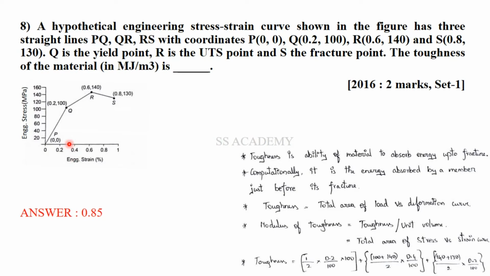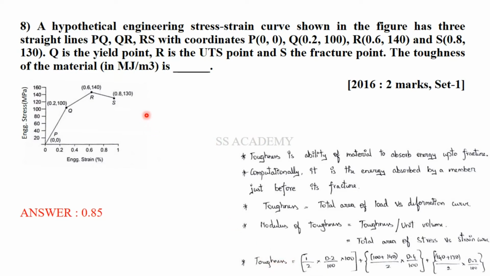But here you must note that engineering strain is given in percentage. If in a hurry you forget this percentage and just consider stress and strain and calculate, you will be missing a factor of 100. That is, there will be a small calculation error. So note the diagram clearly. Here it is given as engineering stress in megapascal and engineering strain in percentage. So we need to find the total area up to S to find the modulus of toughness.